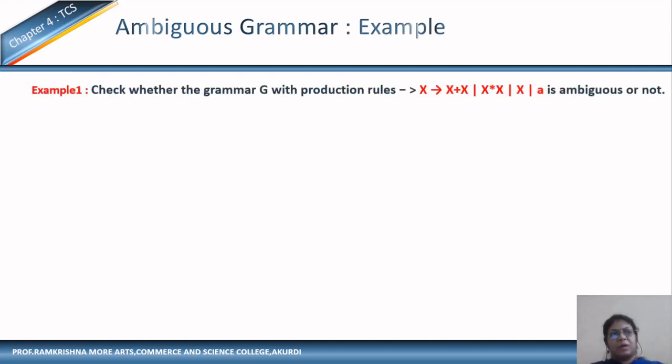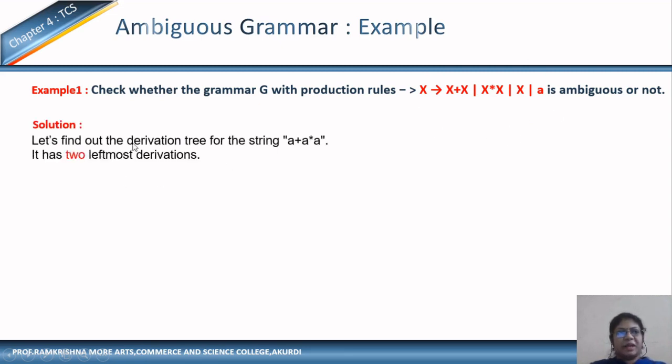Example 1. Check whether the grammar G with production rules X gives X plus X, X into X, or a, is ambiguous or not. So we have to check whether the given grammar is ambiguous or not. So what is the solution for this? Let's find the derivation tree for the string a plus a into a. It has two leftmost derivations. We will see them one by one.